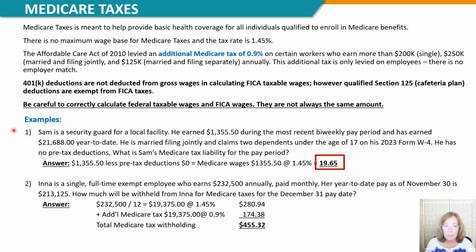Well, first thing to remember is that the Form W-4 is for federal tax withholdings, and the dependents do not impact the Social Security and Medicare tax withholdings. So we can start with calculating the Medicare wages by first looking at the wages for the pay period and whether there are any pre-tax deductions. In this case, there are no pre-tax deductions. So the calculation in this case is $1,355.50 multiplied by 1.45%, which equals $19.65.